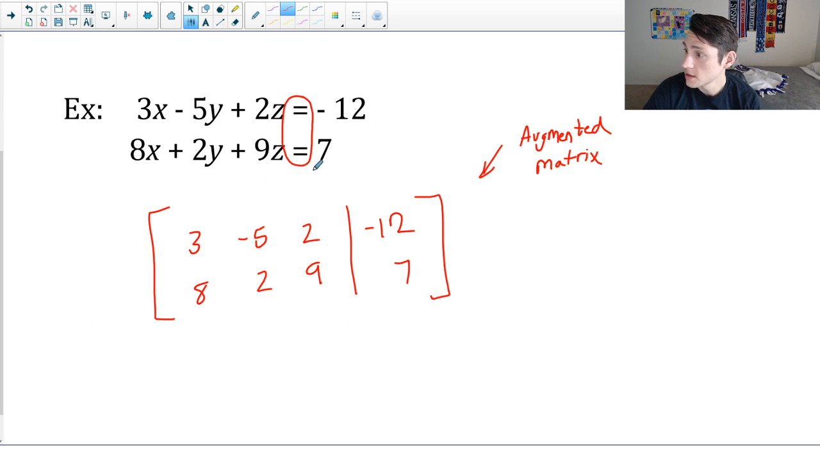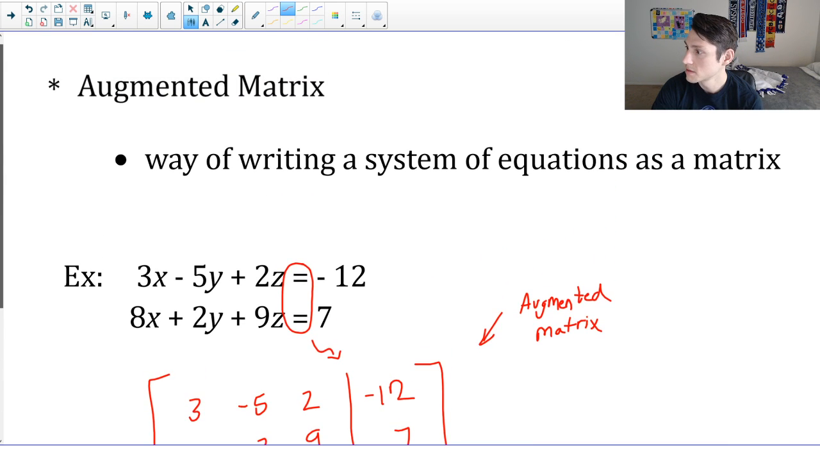Right, and this just tells us, this little vertical line just tells us, hey, that means that this represents a system of equations, because a matrix doesn't always have to represent a system of equations, specifically. But this vertical bar tells us, okay, yeah, all this stuff on the left side is the actual equation part. This is the equal sign, and this is whatever number's on the other side of that equation. Okay, so nothing tricky. Augmented matrix.